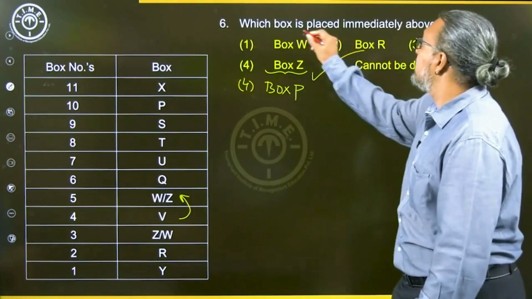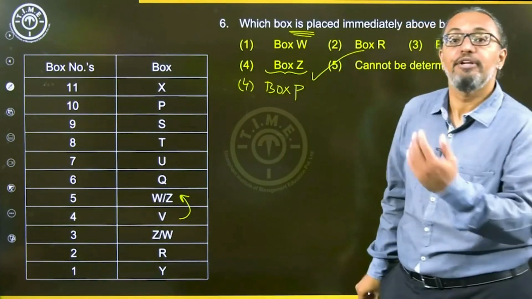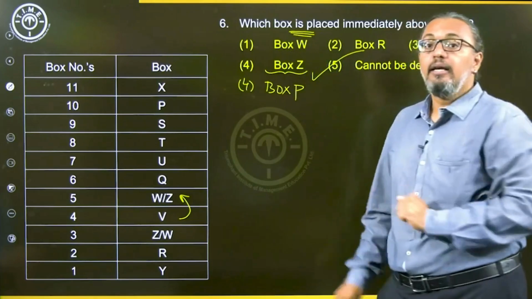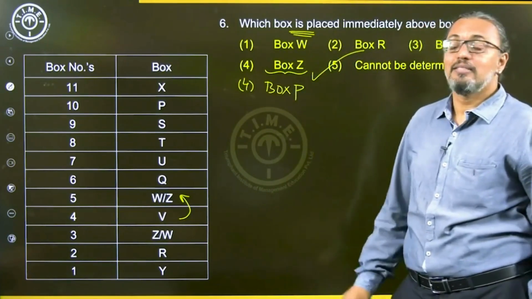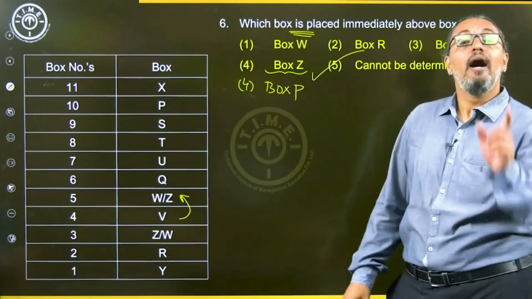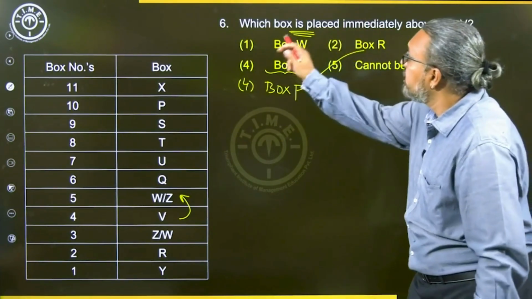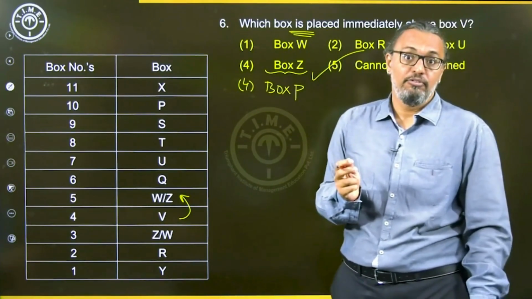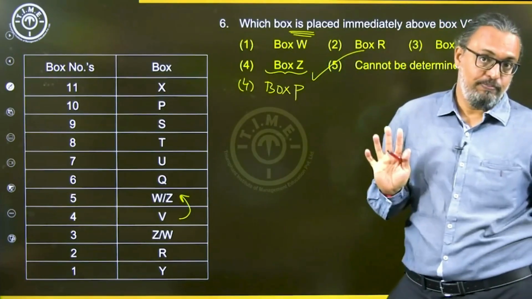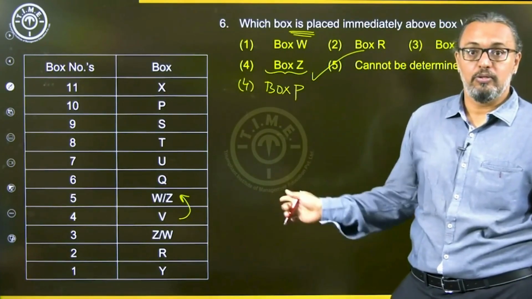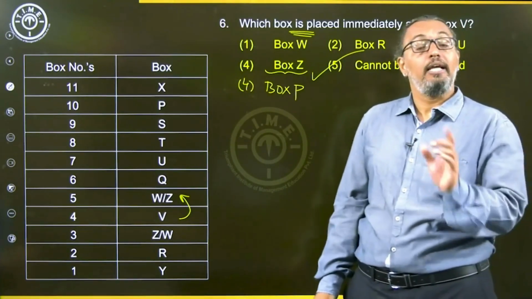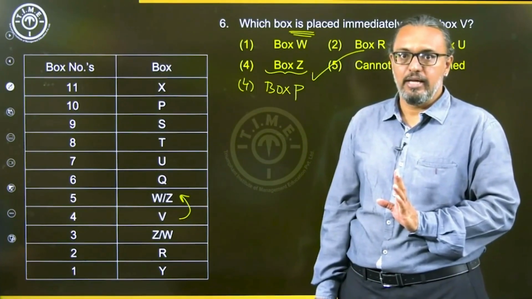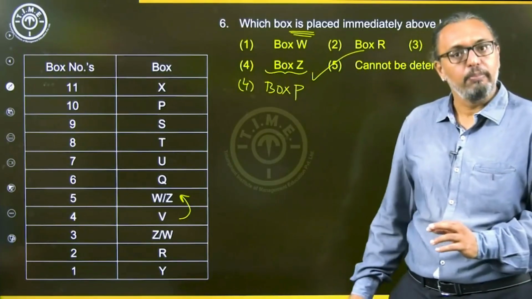No, because the question is 'is'. 'Is' is a definite word. You need a definite answer. Even though Z is not there, please don't fix W as the answer. It is still cannot be determined only. Suppose the question is, which box can be placed immediately above, then you can choose W, one of those boxes. So be very careful in reading the question, understanding what it means. Understood that? Okay. So the answer is cannot be determined.